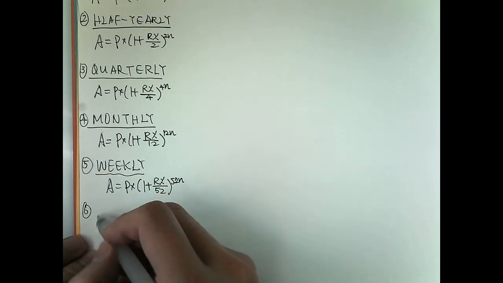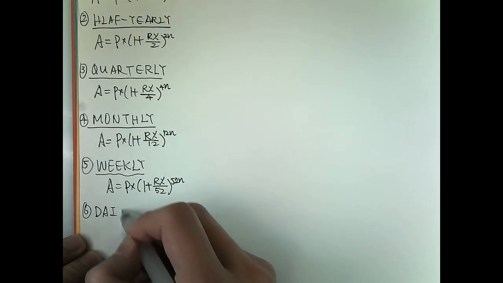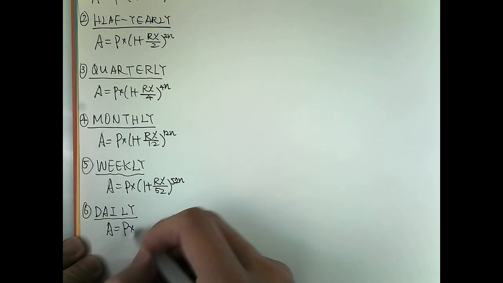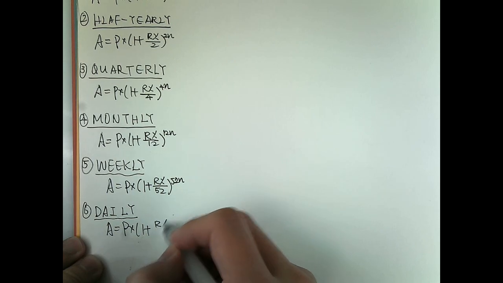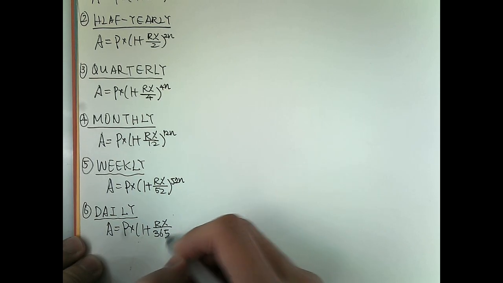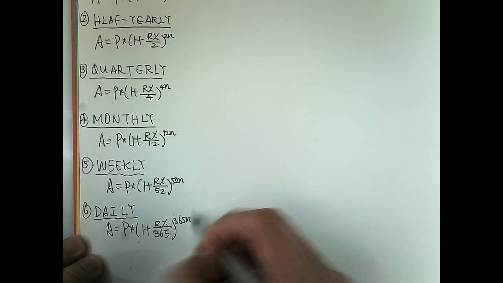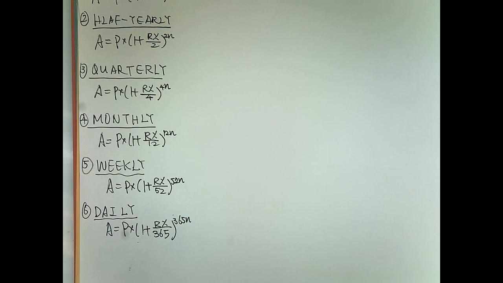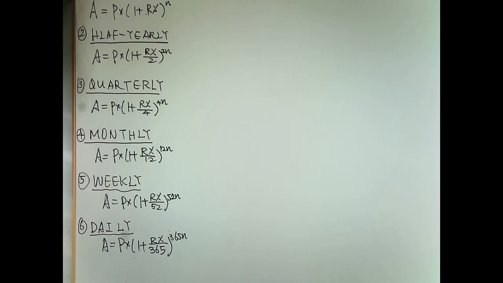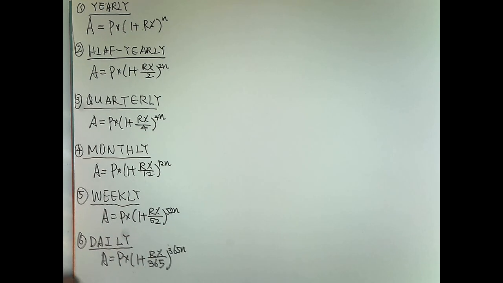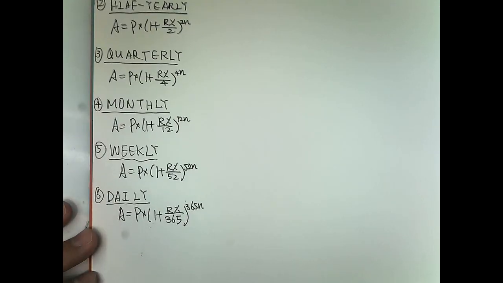And finally, we have daily. The formula A equal to P times 1 plus R percent divided by, normally, 365 days. It depends on the question, how many days is given to you. But normally we have these 6 formulas, for calculating the total amount A.